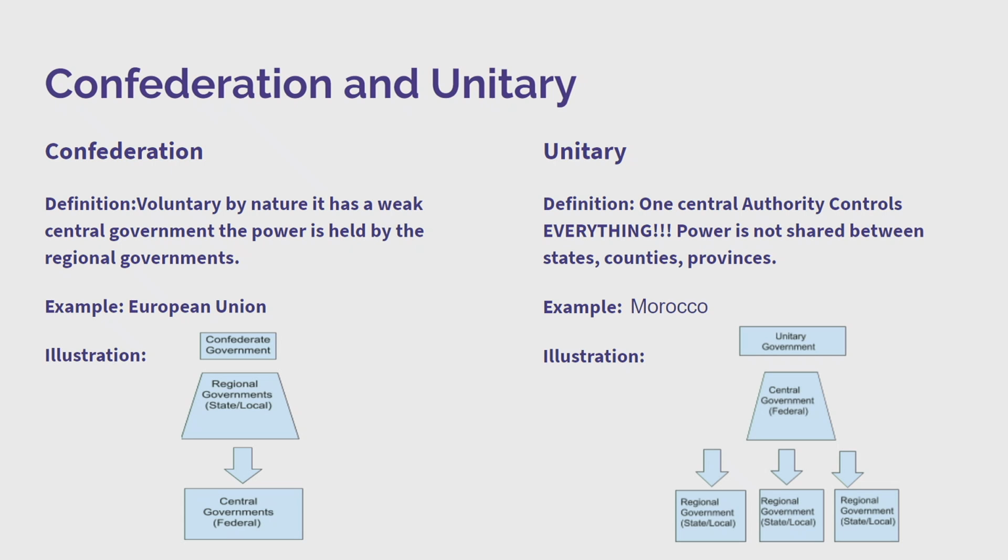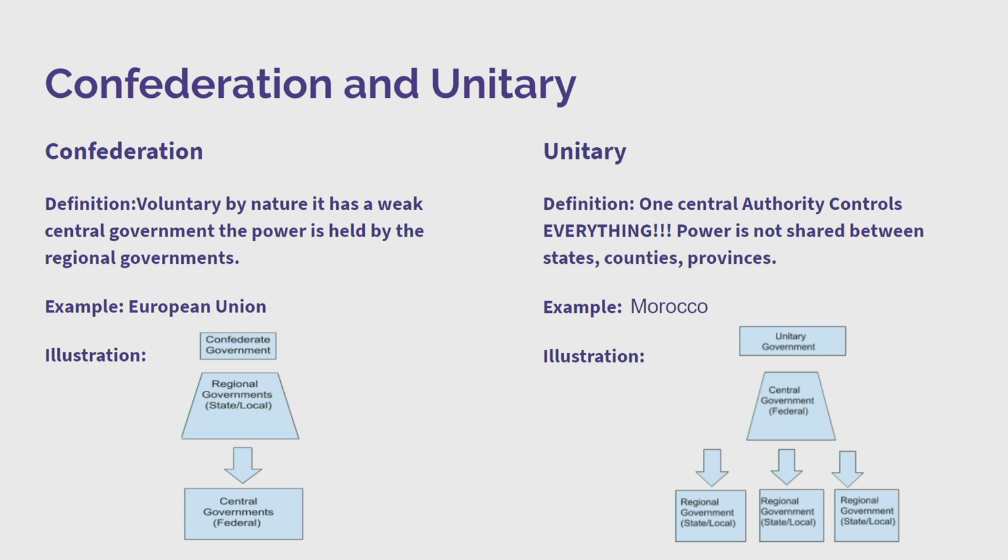One central authority controls absolutely everything. Power is not shared between the states, counties, or provinces. A modern example of this would be Morocco. A unitary government, one person makes all the decisions, the government tells everybody else what to do, and that's all of it. All right, so hopefully you have written down all of your definitions.